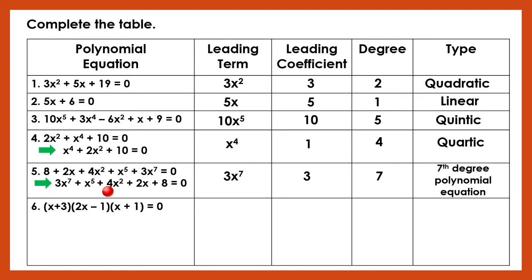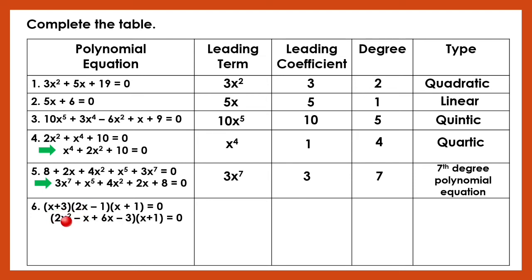Okay, for the last polynomial equation, x plus 3 times 2x minus 1 times x plus 1 equals 0. So, kung mapapansin natin, hindi siya naka-standard form. So, anong gagawin natin? Pag mumultiplyin natin silang tatlo. Okay? Unahin natin yung x plus 3 and 2x minus 1. Gamitan natin ng FOIL method.